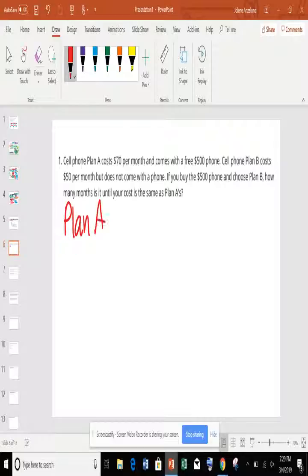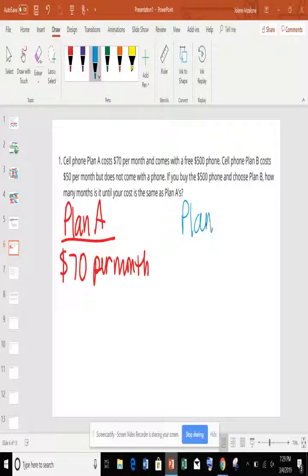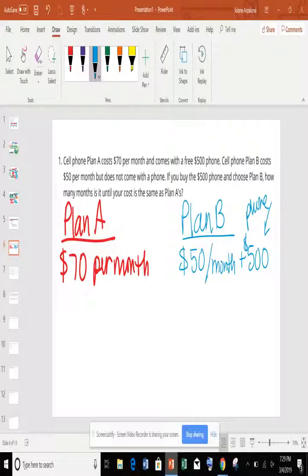plan A, we don't pay for the phone, but we pay $70 per month. For plan B, we don't get the phone, and so we pay $50 per month. Plus, we have to pay $500 for the phone, right? So for plan A, we don't pay for the phone, but we have to pay more every month. Plan B, we buy the phone for $500 and then we pay less every month.